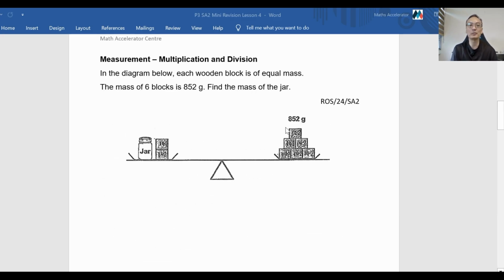Right, this question involves multiplication and division. Let me read the question to you. In the diagram below, each wooden block is of equal mass. The mass of 6 blocks is 852 grams. Find the mass of the jar.